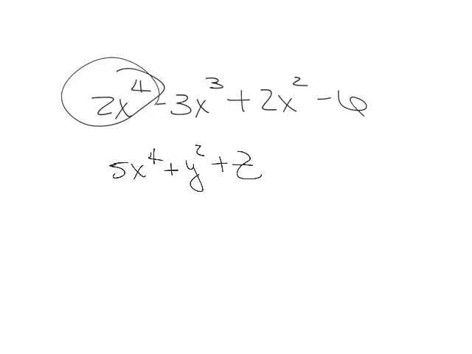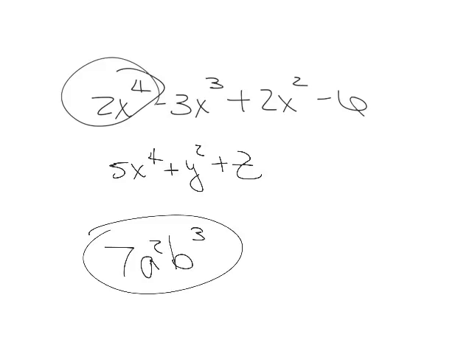term. So for example, if I have 7a squared b to the 3rd, the degree of that term is 5 because we add up our 2 and our 3 on the a and the b, and that gives us the degree of the polynomial.